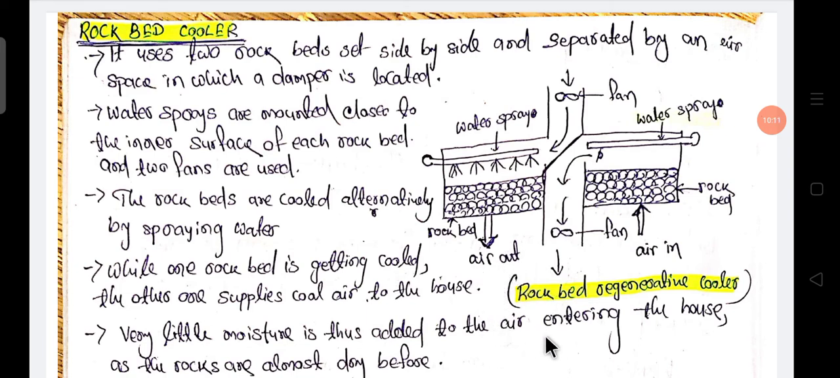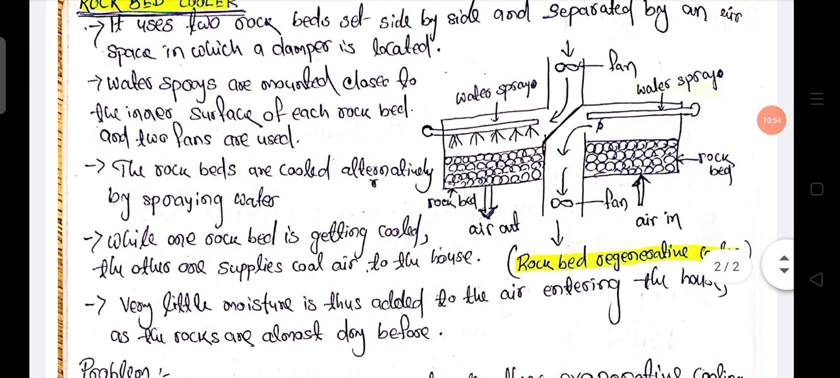to the building. When this rock bed is used for cooling, at that time the other rock bed cools itself after having been used for cooling. That means the two rock beds are there for alternating operation. When one rock bed is used, the other rock bed cools itself, and when the other rock bed is used, the first one cools itself. That is the backup process.